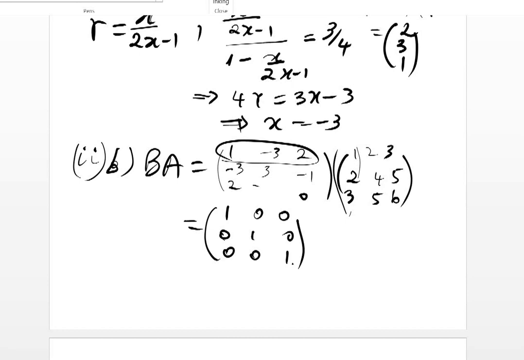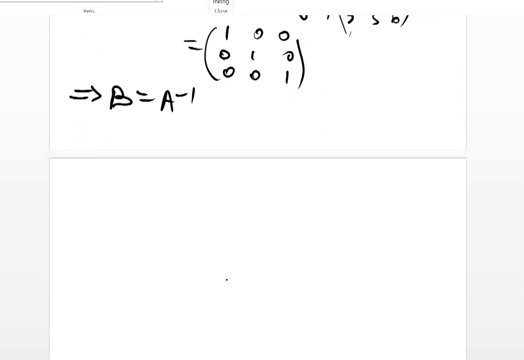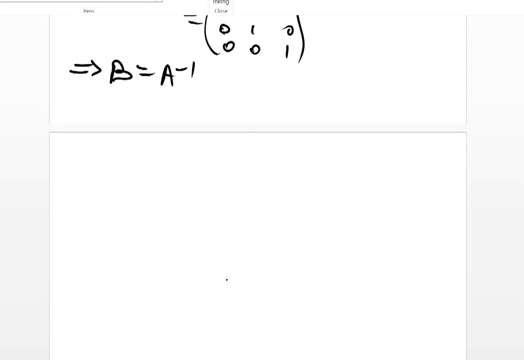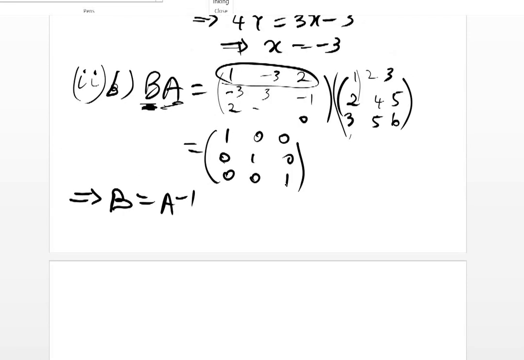Now what does that tell you? You have taken a matrix B, you have multiplied A, and it has given you a matrix which is the identity matrix. It means this B is A inverse. This simply means B is equal to the inverse of A. When you take a matrix and multiply by another one and it gives the identity, it means the other one was the inverse. So that is the inverse of that matrix.